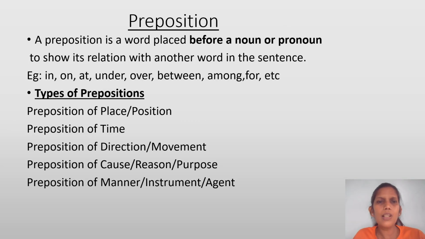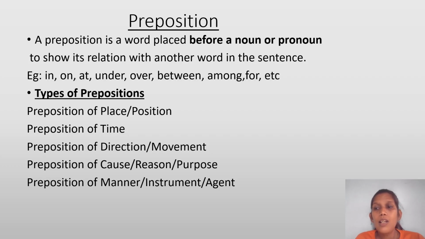Now let's proceed. Topic: preposition. Again, it's a very simple topic. A preposition is a word placed before a noun or pronoun to show its relation with another word in the sentence. For example, in, on, at, under, over, between, among, for, and many more. Now, what are the types of preposition? Preposition of place or position, preposition of time, preposition of direction or movement, preposition of cause, reason or purpose, preposition of manner, instrument or agent.